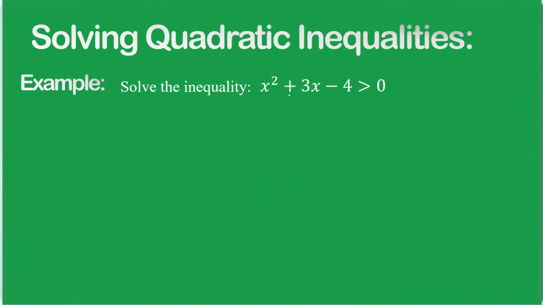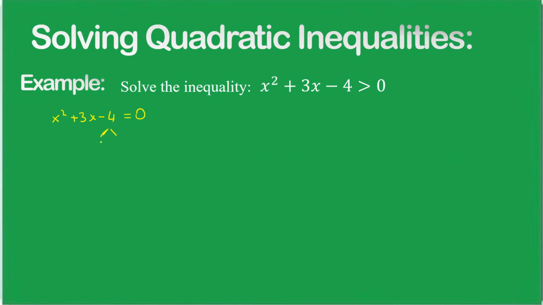Okay, the same example again. Here, at first we have to write this one like an equation: x squared plus 3x minus 4 equals 0. Okay, how can we solve this one? We can solve this one by the factorization method.